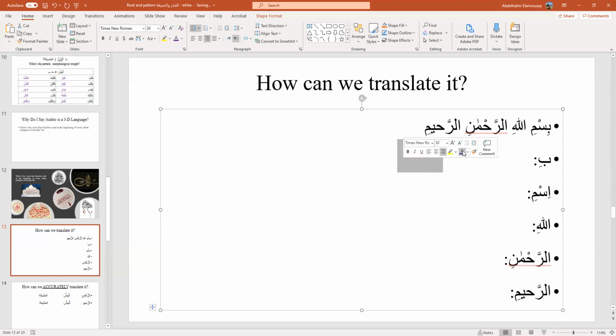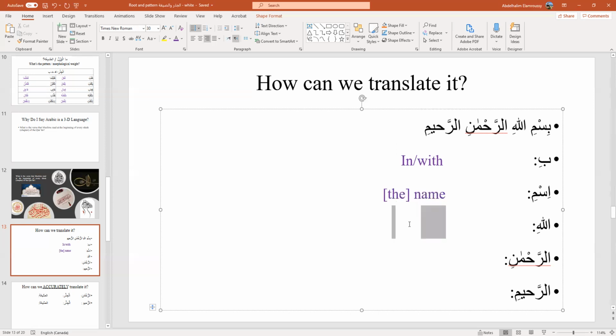So Bi means in or with. And then Ism means name, and the alif is dropped. So Bism, in the name. So Bi is in or with, and then Ism, the name. These 2 together are forming an idafa structure. So Ism and then Allah, it means the name of God.